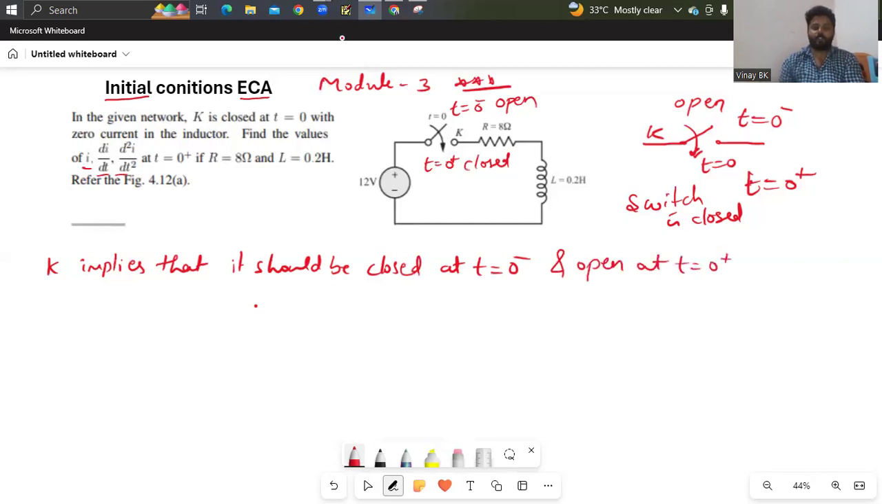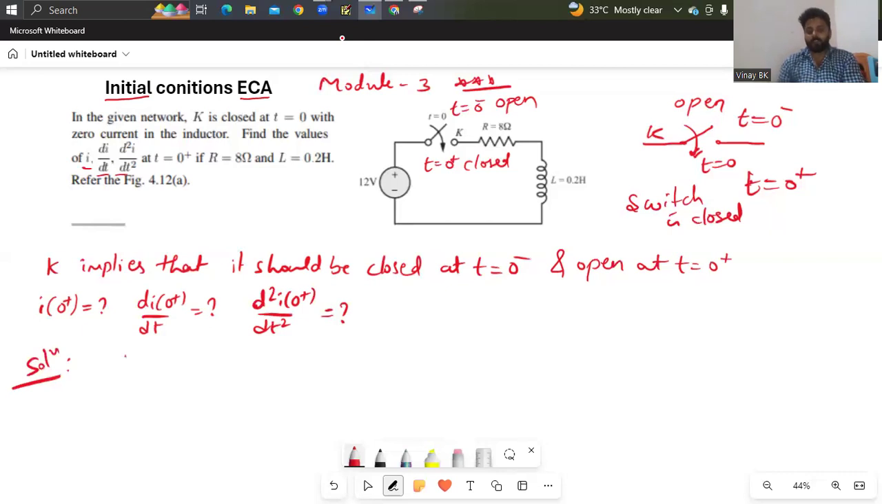So now they ask you to find the value of i when t equals to 0 plus, that is, you need to find i of 0 plus, and the derivative of this current, that is di of 0 plus divided by dt, and again the value of d square i of 0 plus divided by dt square, that is when t equals to 0 plus. So now let us solve. Solution.